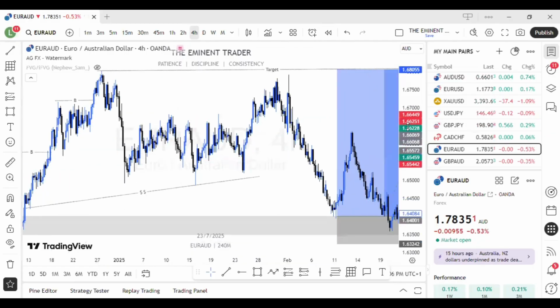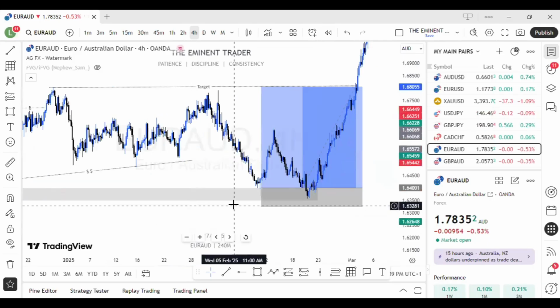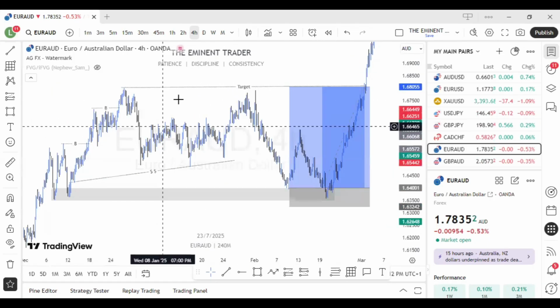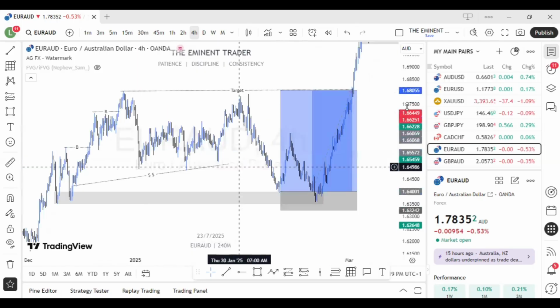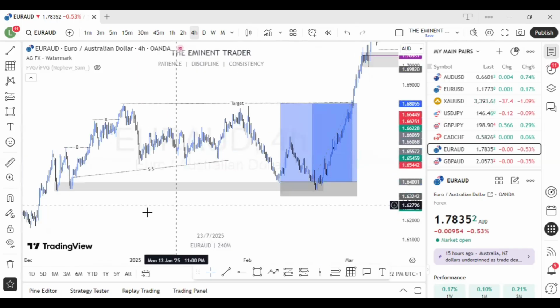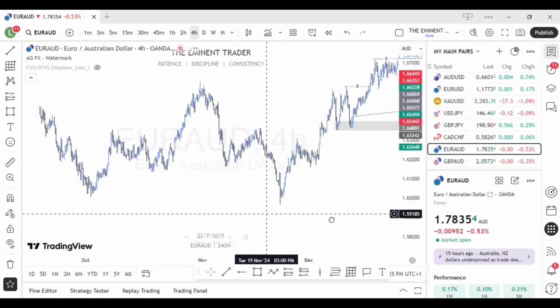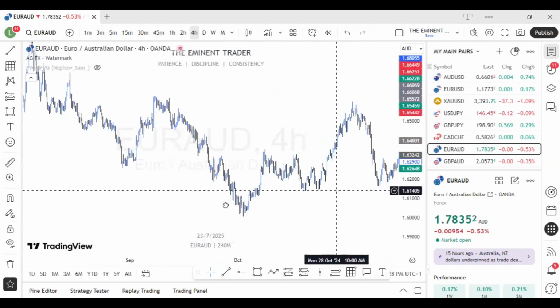You can also see it with an inducement. And what did he do? He got into the area and went straight to the target. But like I said, it works better on the higher time frame. I think there's one more. Let me see. Okay, I think that's all.